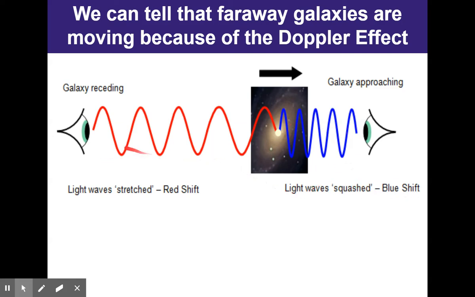If the galaxy is going away from us, say, if you're a viewer over here, and it's going away from us, then that light gets stretched out. It gets longer, and the longer end of the spectrum is red. So we call that red shifted.